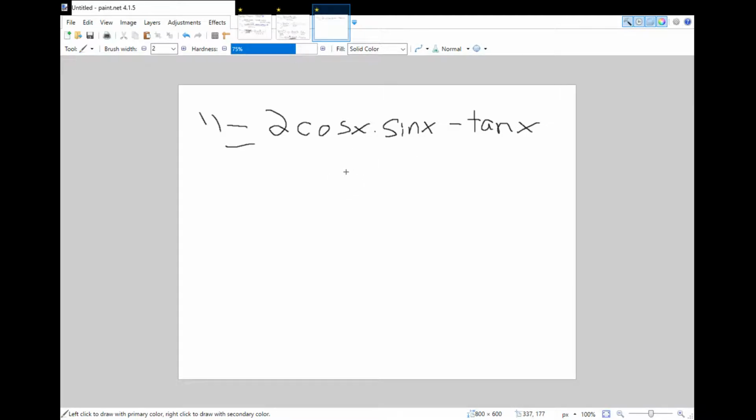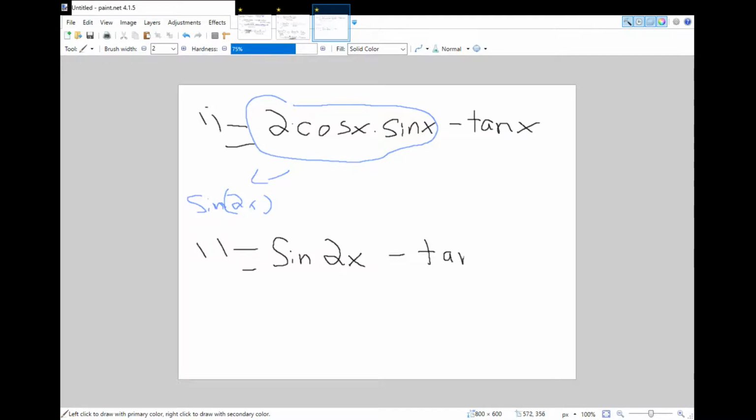Now, this right here, 2 cosine x times sine x, is equivalent to 2 times sine x times cosine x, which is technically equivalent to sine of 2x. So that's what we're going to substitute in. And when we do that, sine of 2x minus tangent x, we get exactly what the original equation was, which was sine of 2x minus tangent x.